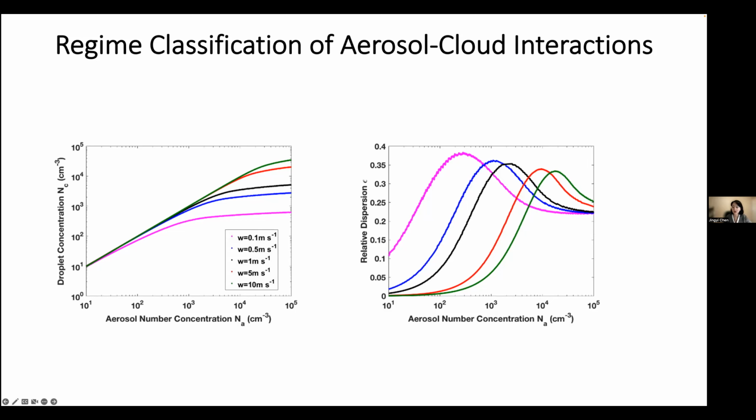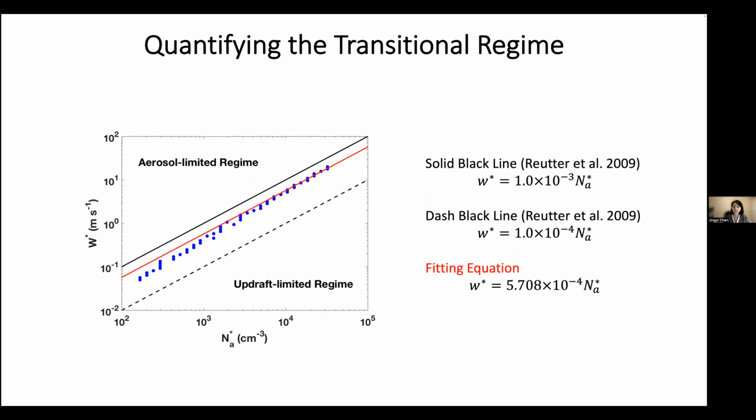Compared to the droplet number concentration, the regime dependency of relative dispersion is most striking, with the non-monotonic behavior and the peak value existing in the transitional regime. So with this feature, we can quantify the transitional regime by the relative dispersion.